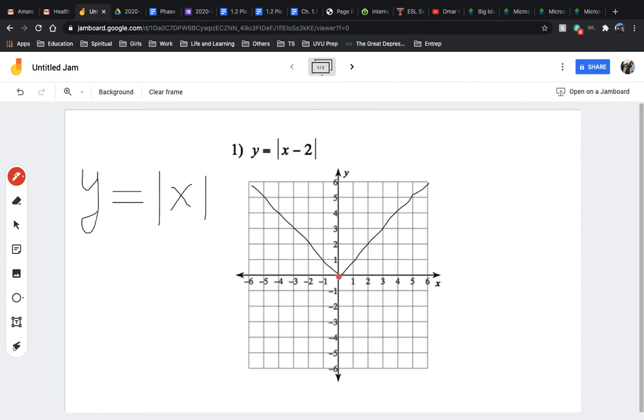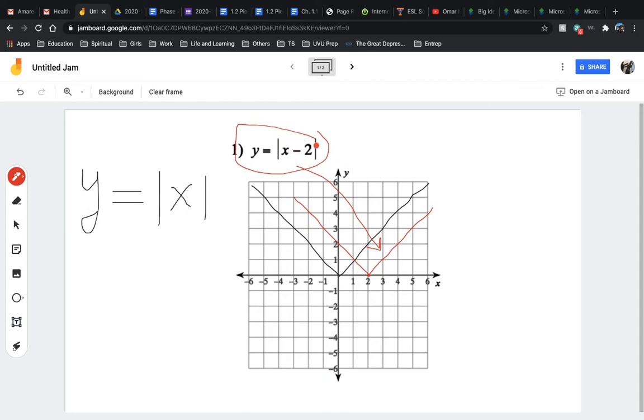So you might think, oh, this is going to be translated 2 spaces to the left, but this one is the one that is contrary to your logic. So instead of going 2 spaces to the left, you're going to go 2 spaces to the right to see where this point goes. Yeah, the minimum point. And then it's going to keep the same shape, just like that. Look at this. And that is the graph of y equals absolute value of x minus 2. The red one. Okay, keep that in mind.